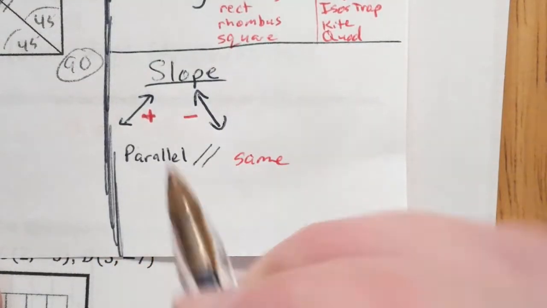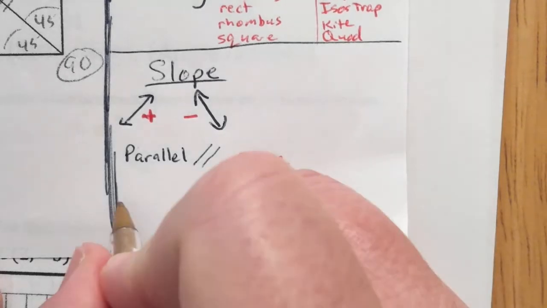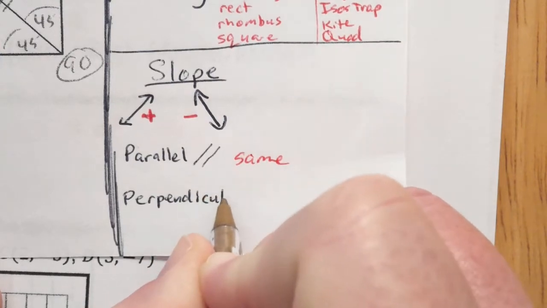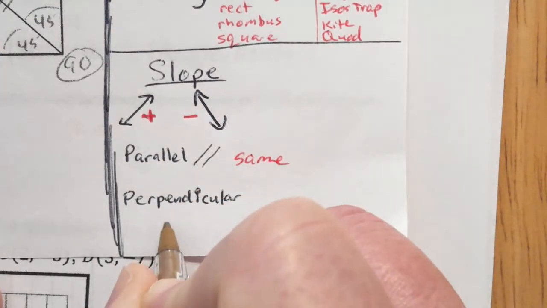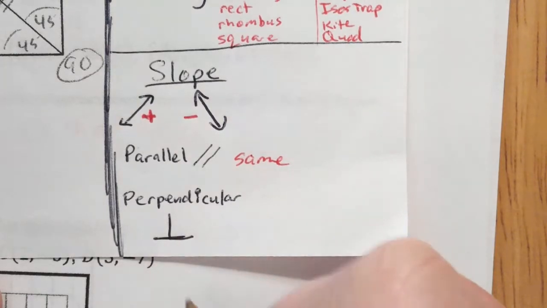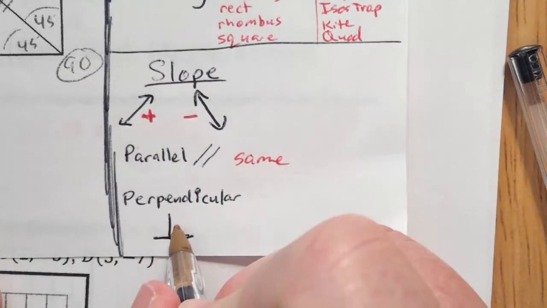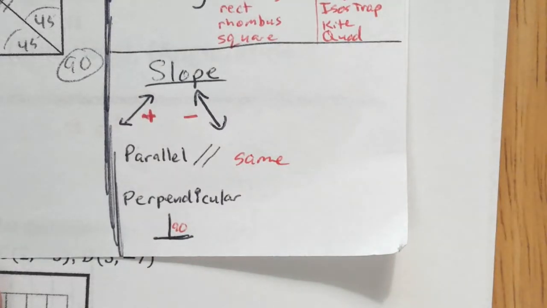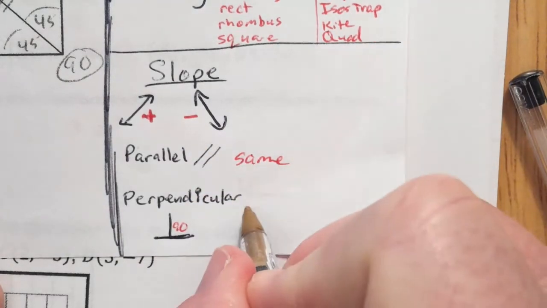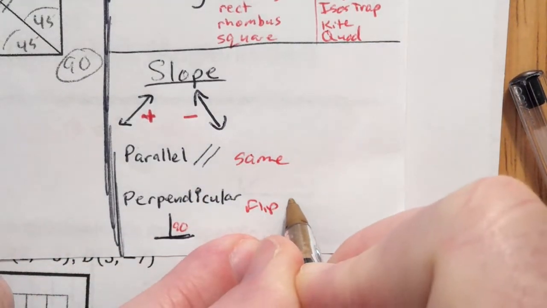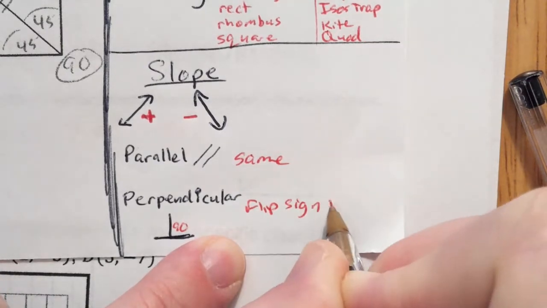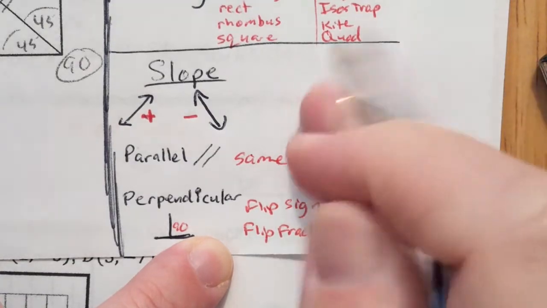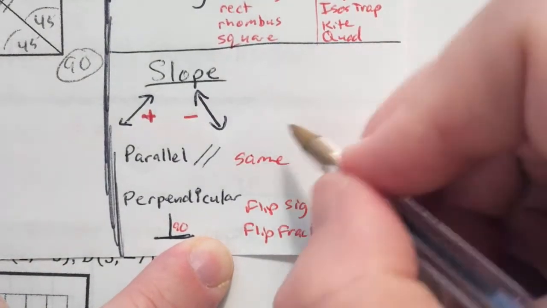Okay, and then what if it says perpendicular? Okay, so this is the sign for perpendicular, that means that they intersect at a 90-degree angle. Okay, so how do you get that? That means you have flipped the sign and you have flipped the fraction. I have some space right here extra, so I want to give you an example of what that looks like.